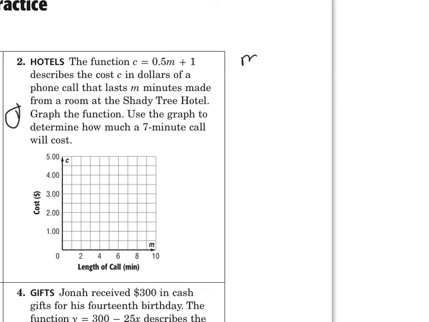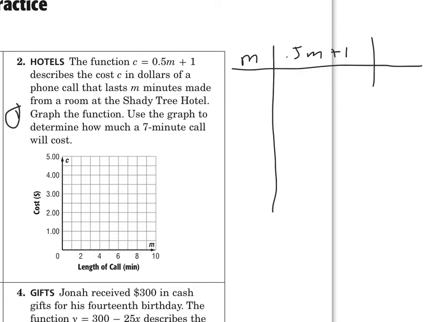So minutes are our input. The equation is 0.5 minutes plus 1, and our output is minutes and cost. So minutes will be on the x-axis and cost will be on the y-axis, just like they have listed there. They're giving call lengths. If you look at the graph over here, they're using call lengths of 2, 4, 6, 8, and 10. So we don't want to use other numbers. We want to use their numbers because they're going to help us to solve the problem. So let's use the 0, 2, 4, 6, 8, 10.